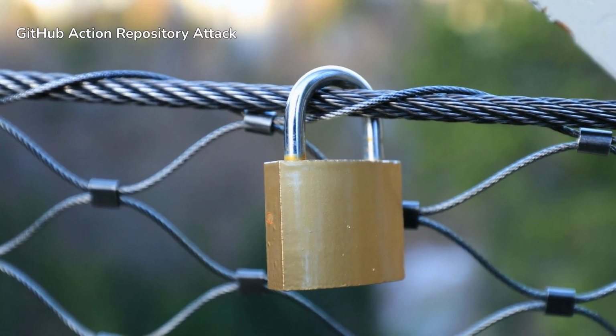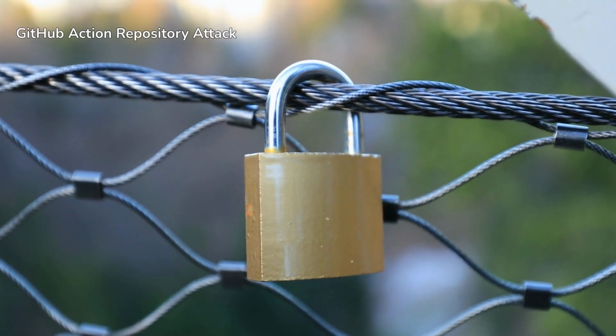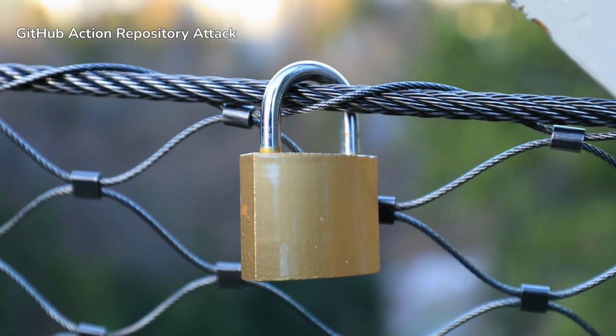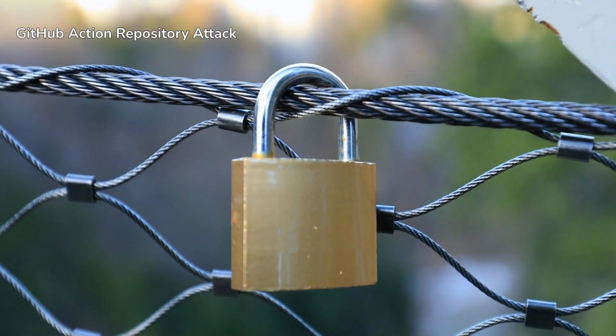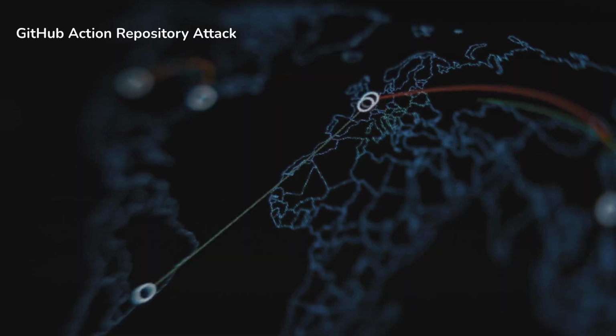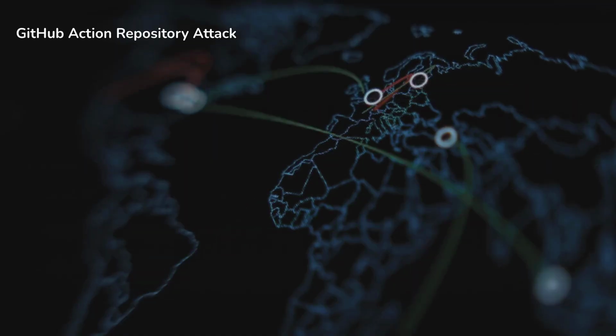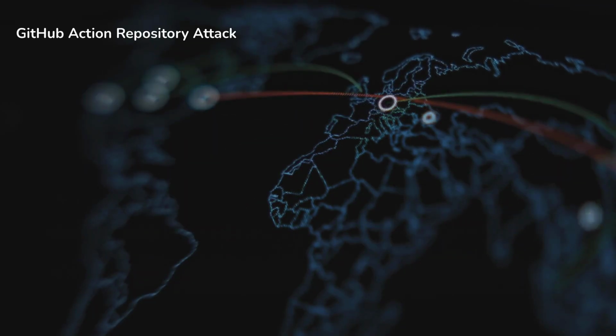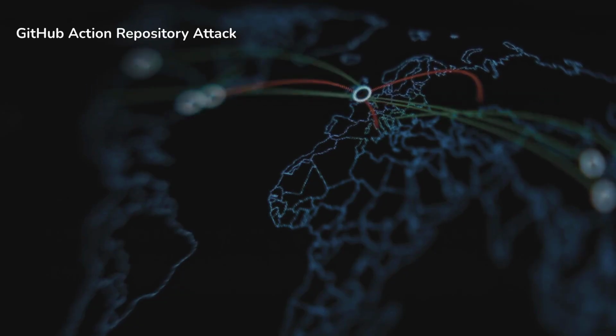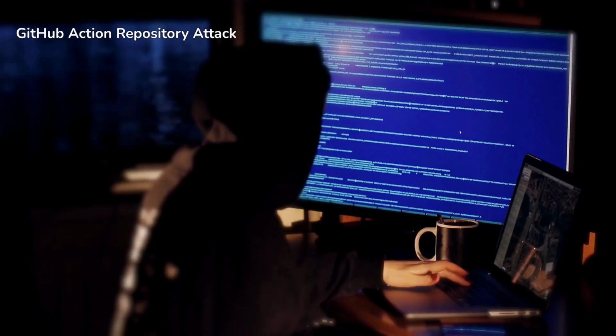Imagine your organization uses a GitHub Action repository and you try to access it and get an access denied message. Frustration turns to concern as you realize that something isn't right. Could your organization be a victim of a supply chain attack? In recent months, we have seen an alarming rise in these types of attacks, particularly targeting the GitHub ecosystem.